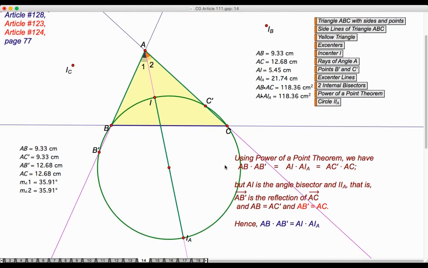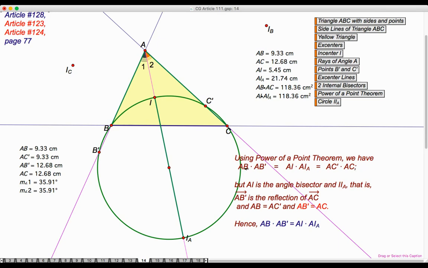Cool. However, this AI or I sub A is the diameter of the circle. And since this is the diameter and angle 1 is congruent to angle 2, then definitely this particular ray AB is reflected on this ray and it becomes ray AC. So they are reflections of each other. So in that case, AB is equal to AC prime and AB prime is equal to AC.